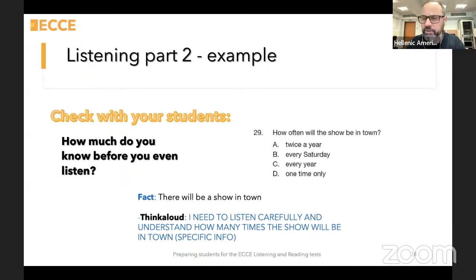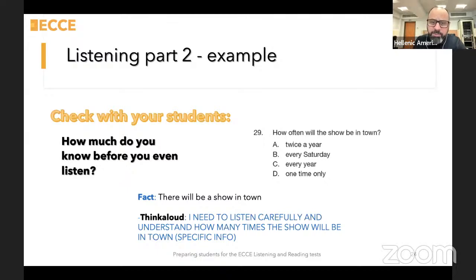So, how often will the show be in town? That's what the question is about. And then, of course, we get the options: twice a year, every Saturday, one time only, which give us the frequency. So just by looking at the question, and of course they will do that automatically on their own, but with your help when they're preparing, we should get into that way of thinking.